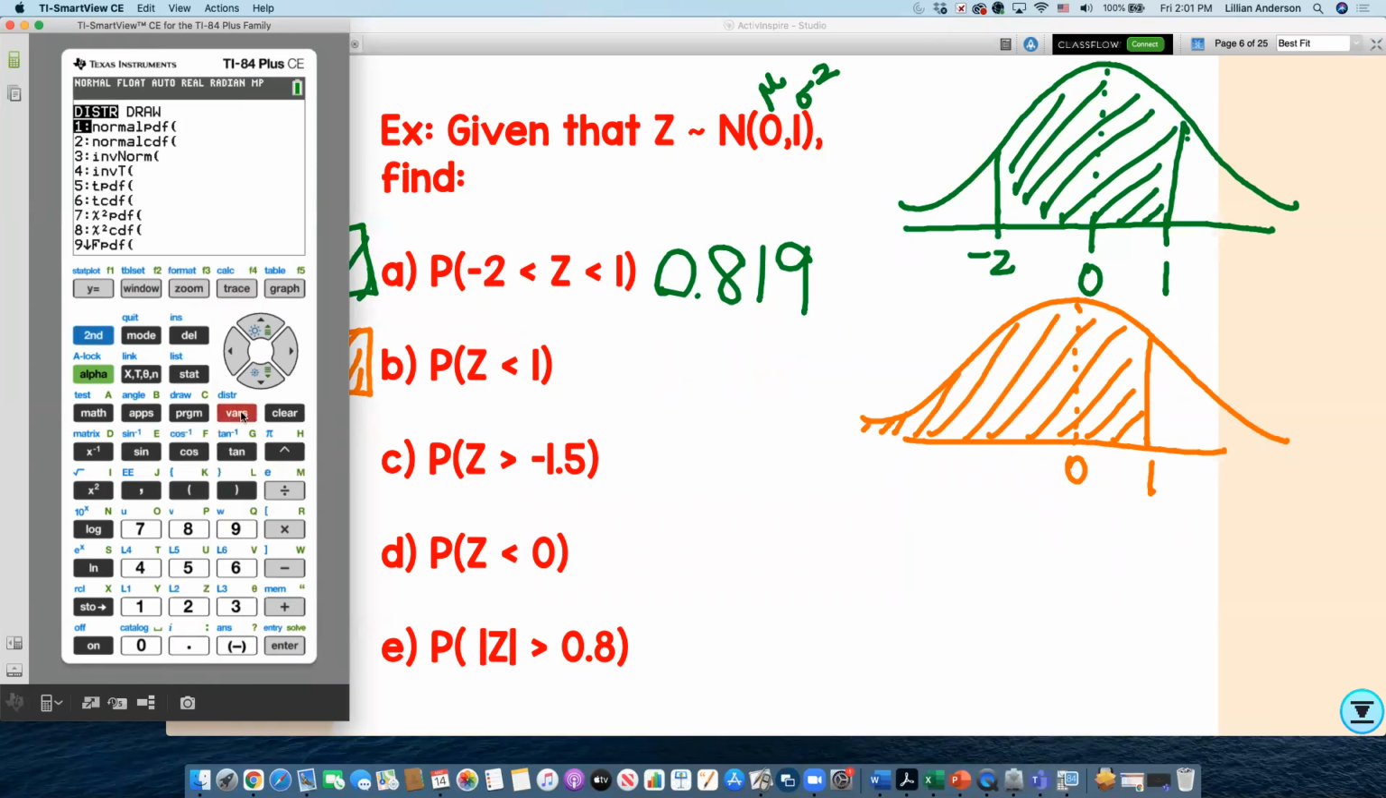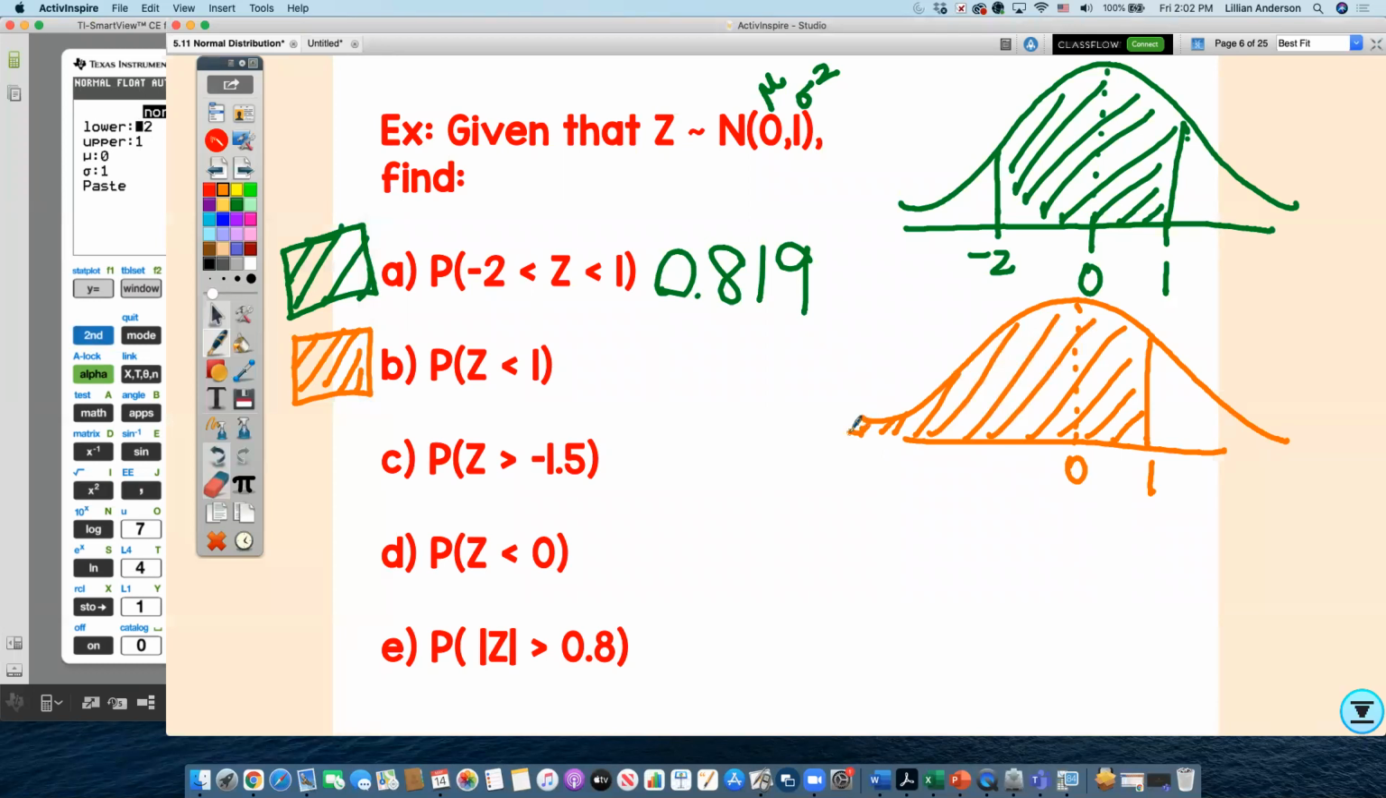Second vars, and it's always option 2. Now this one's a little bit different because for the lower bound, technically this curve goes on and on and on forever. The x-axis is essentially like an asymptote. The normal distribution curve is going to get very close but never actually touch it, which means that the lowest bound here is a really, really, really small number.